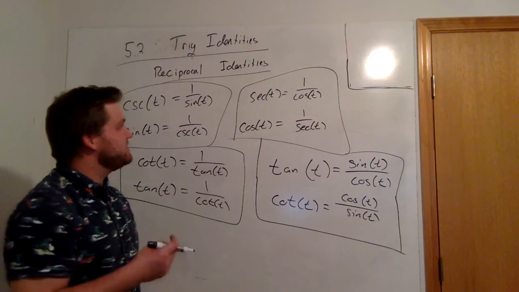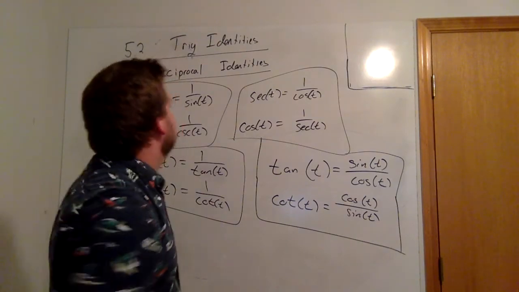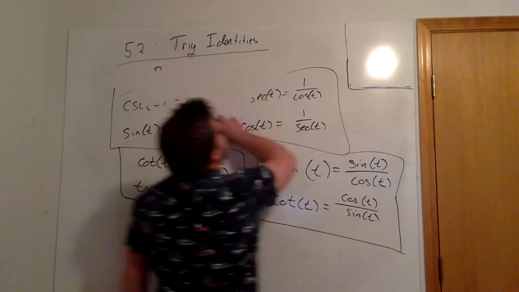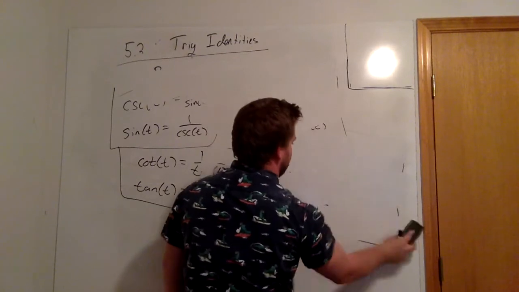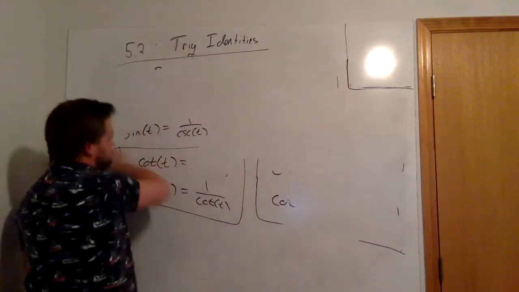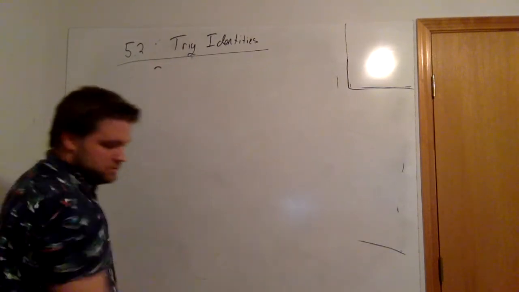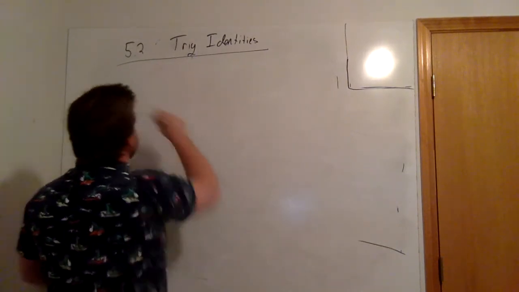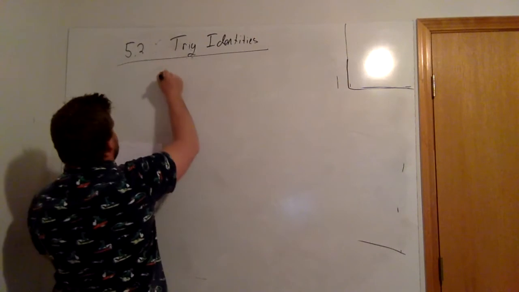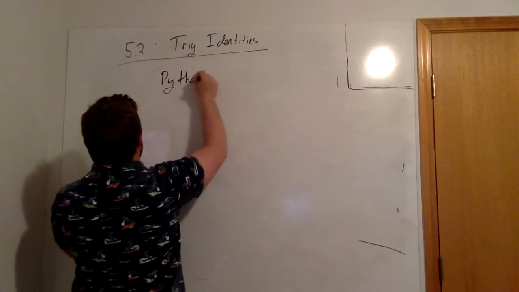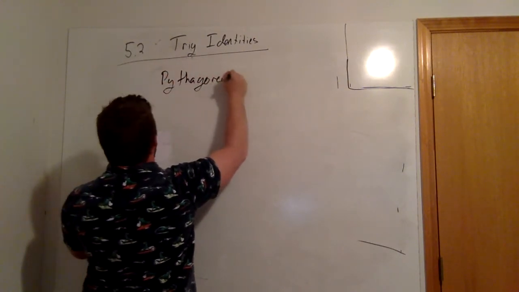Now let's get to the Pythagorean identities, and I'll explain why they're called the Pythagorean identities. Don't forget these.